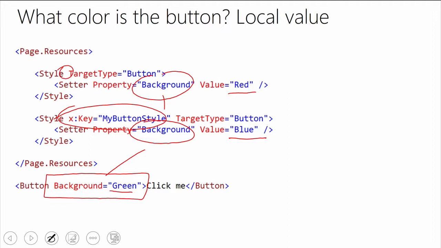Logically, it makes sense that the thing that's closest to the control would be the one that wins. That's exactly right. It would be so frustrating, if you said that this button is green and you're overridden by some style that you can't find. Yeah, because that would never happen. That would never happen. Yeah, of course.